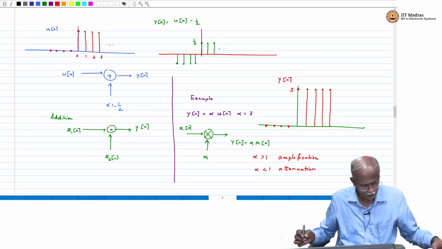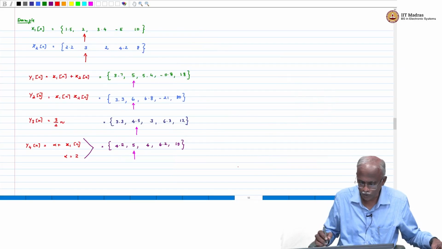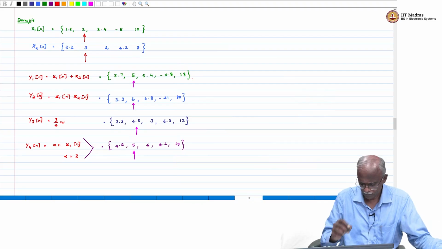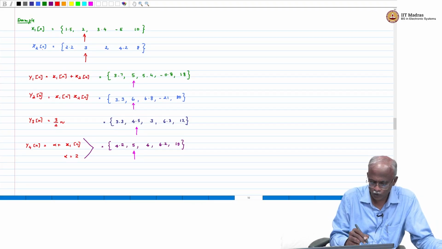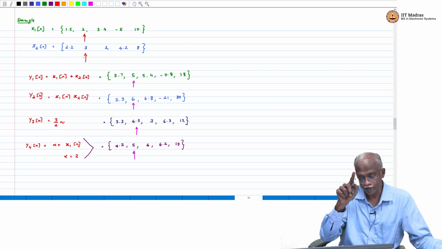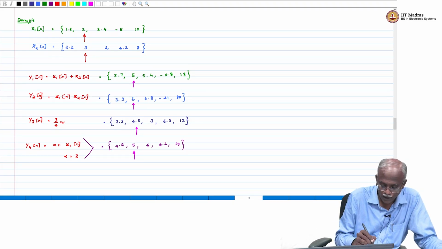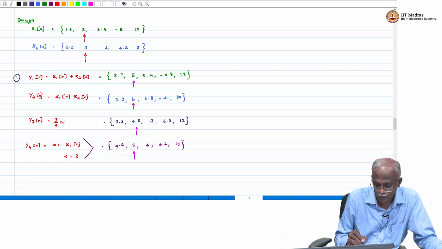All right. So, now we move on to the example that we were asked to do. I hope you had a chance to look at the example. We are given two sequences, and the origin for each of them is specified. The first calculation we were asked to do was y1 of n is equal to x1 of n plus x2 of n.